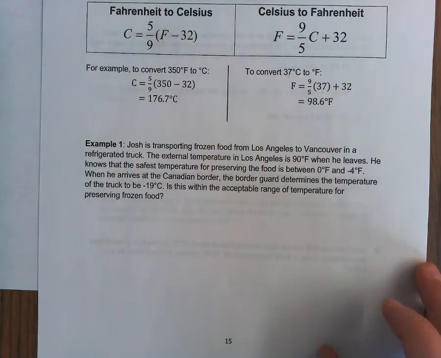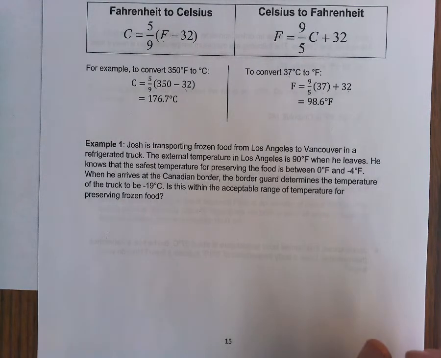In this example, it says Josh is transporting frozen food from Los Angeles to Vancouver in a refrigerated truck. The external temperature in Los Angeles is 90 degrees when he leaves, and he knows that the safest temperature for preserving the food is between 0 degrees Fahrenheit and -4 degrees Fahrenheit. When he arrives at the Canadian border, the border guard determines the temperature of the truck to be -19 degrees Celsius. Is this within the acceptable range of temperature for preserving the frozen food?